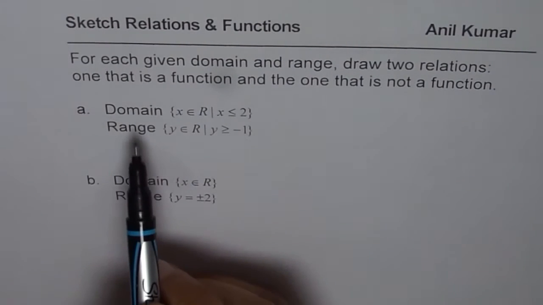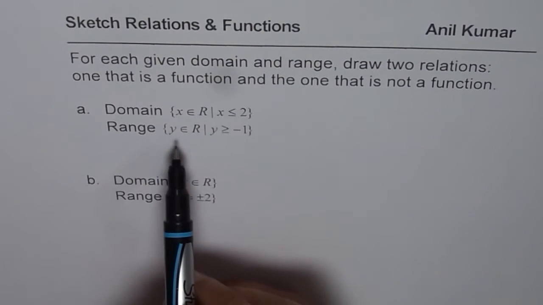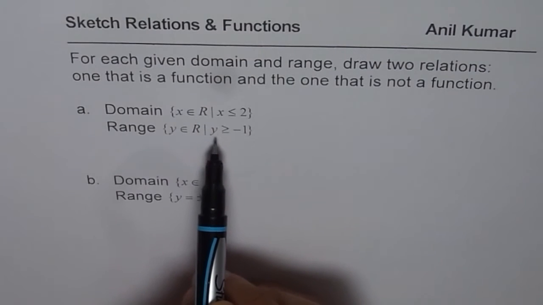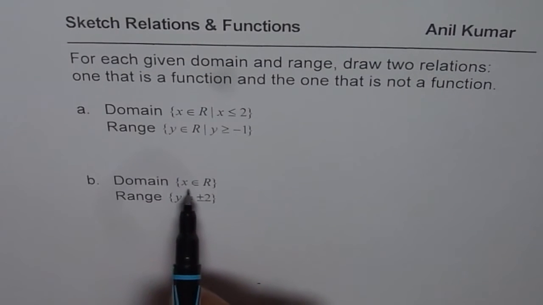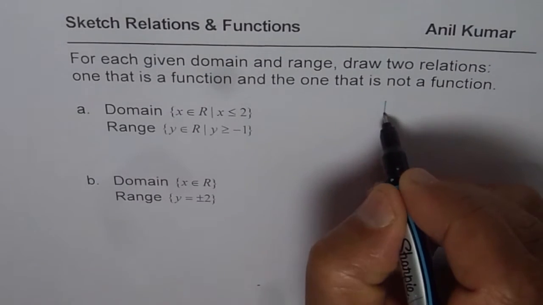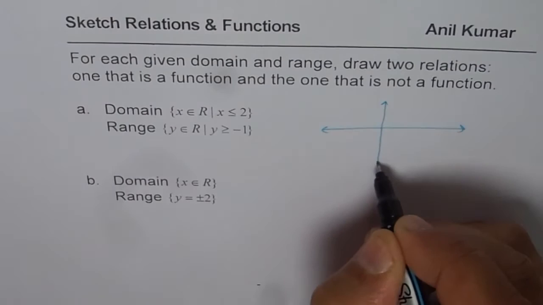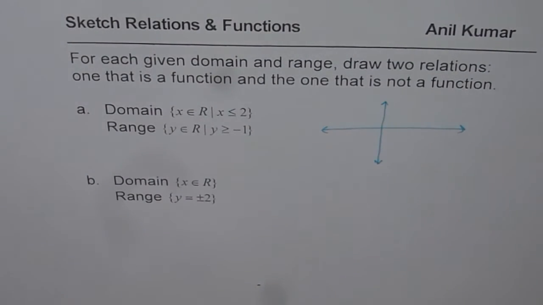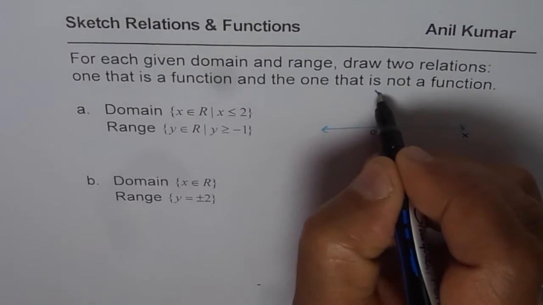So the first one for us is domain x belongs to real numbers, x is less than or equal to 2, and range y belongs to real numbers, y is greater than or equal to minus 1. The other question is domain is x belongs to real numbers and range is y equals plus and minus 2. Now we need to sketch two different graphs. Both will be relations, of course, but one of them should not be a function. That's the whole idea. I'd like you to pause the video and sketch graphs. There could be more than one answer for this, right? There are so many different ways to do it.